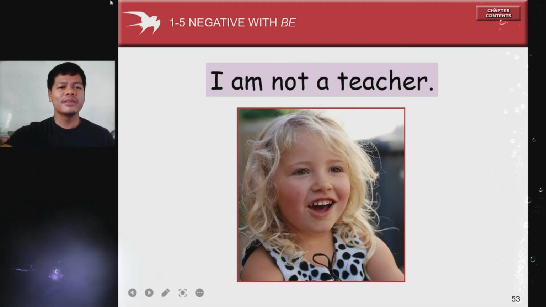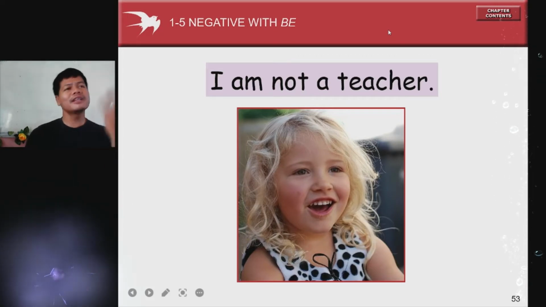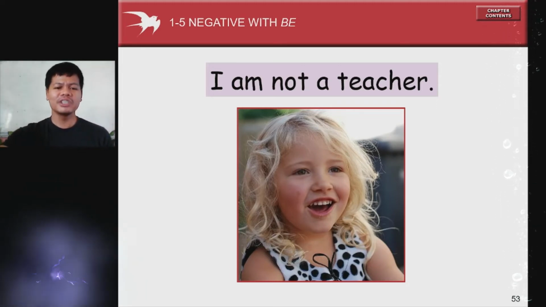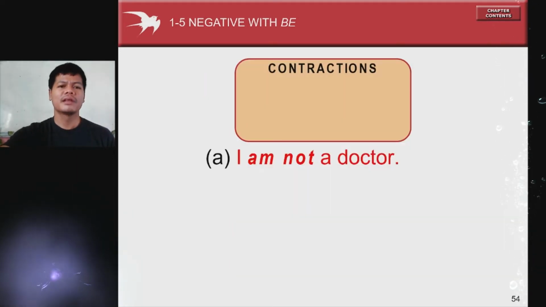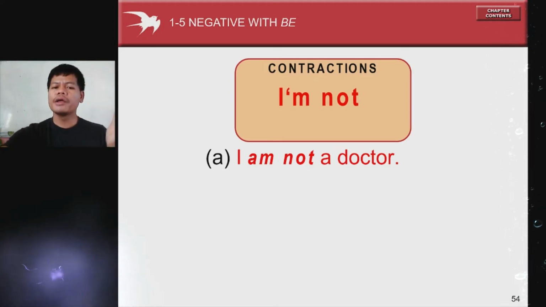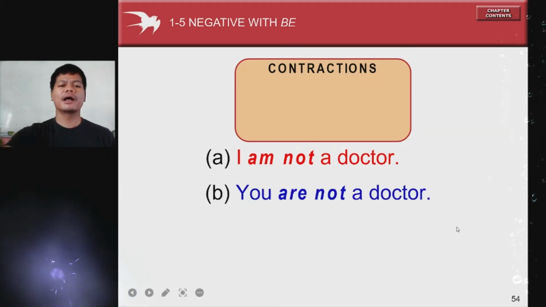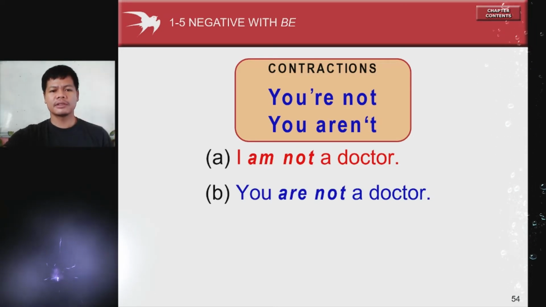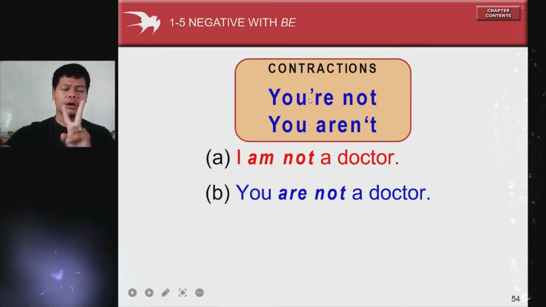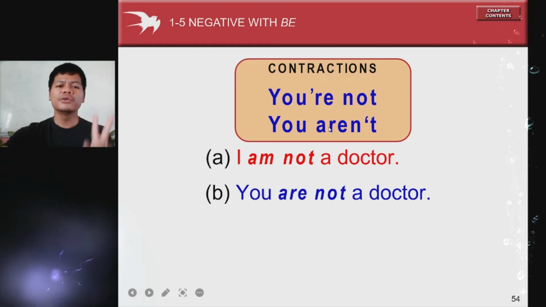Okay, this is negative with be. Do you know negative? Negative is "not", after the verb to be. Okay, I'm not a teacher is negative. Contraction: I'm not a teacher. I am not a teacher. You are not a teacher. You are not your aunt. You can write two ways: you are not, you aren't.